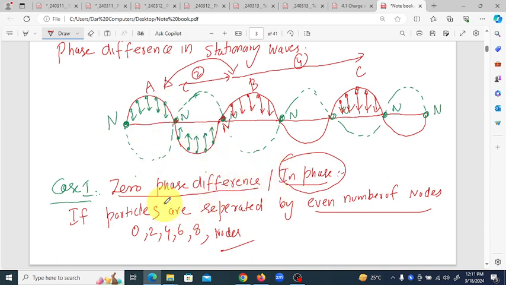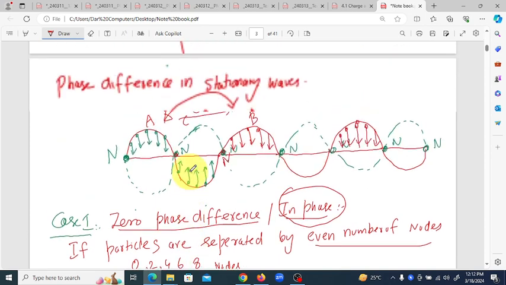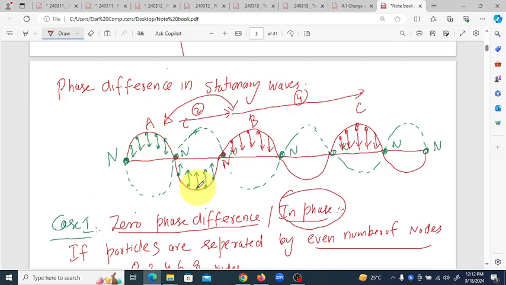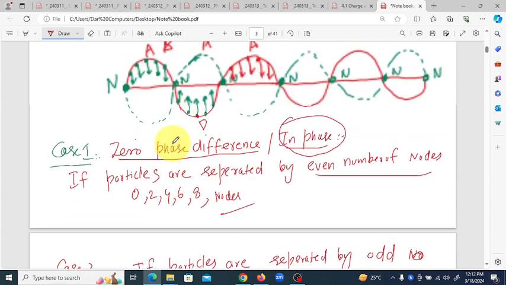Okay. Now what about if the particles are separated by an odd number of nodes? Odd number means 1, 3, 5, 7, 9. This is a general rule that you can apply. For example, if we compare A with this D particle, we have a difference of one node, meaning an odd number of nodes. So because this particle is going downward and this particle is going upward, they are in anti-phase. They are 180 out of phase.